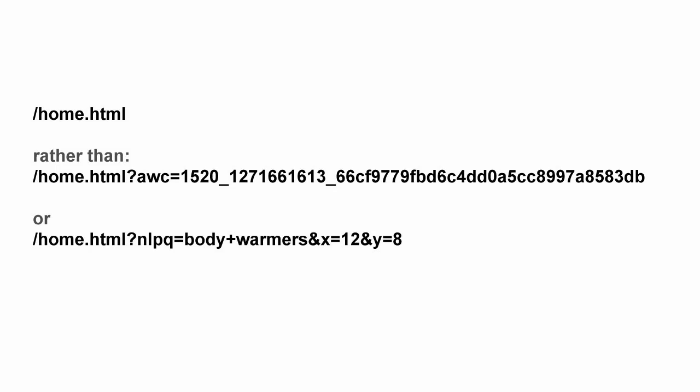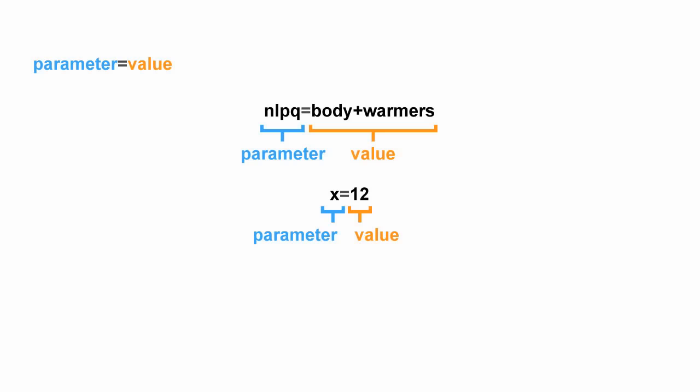What we're hoping to do through the process of identifying and then excluding certain query parameters is to make all the URLs more readable, like the first example. Here we can see some sets of parameters and their values, and these are taken from the full URL strings that we saw on the previous slide, to understand how the parameters are clustered together with their values. So this shows you some examples where you have NLPQ, and that is the parameter in this case, equals body plus warmers, and that is the value in this case.